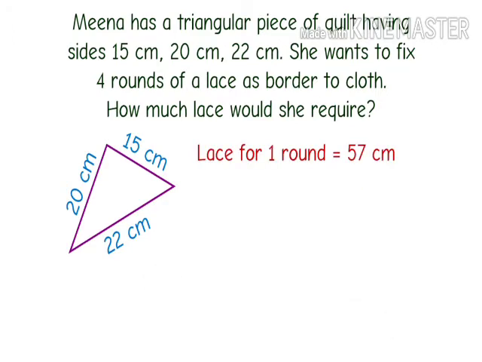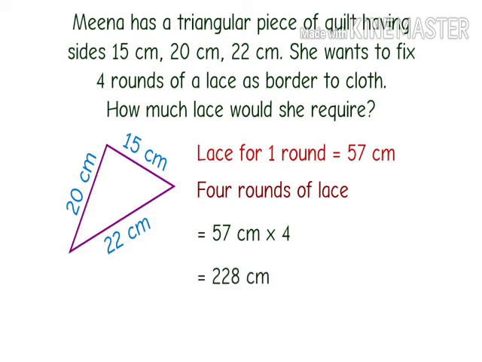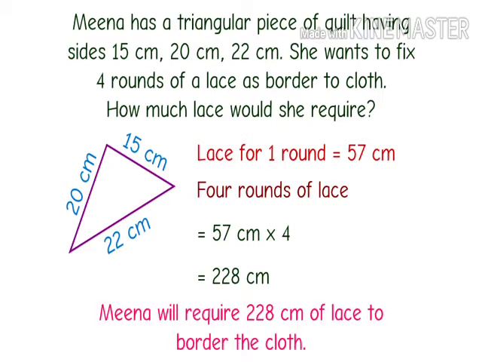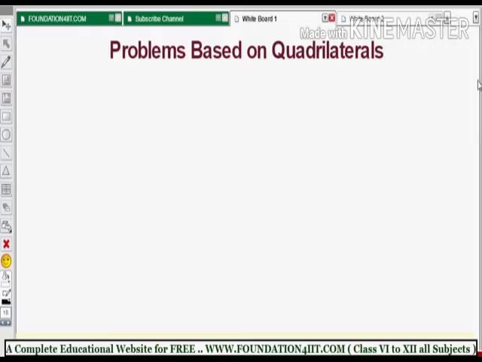Lace for 1 round is equal to 57 centimeters. 4 rounds of lace is equal to 57 centimeters multiplied by 4, which is 228 centimeters. Therefore, Meena will require 228 centimeters of lace to border the cloth.